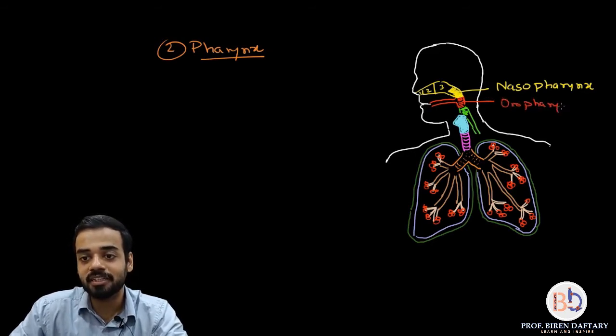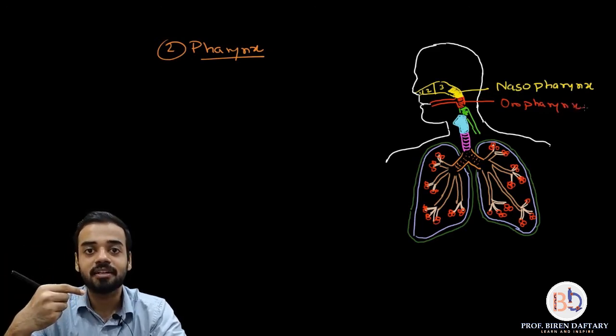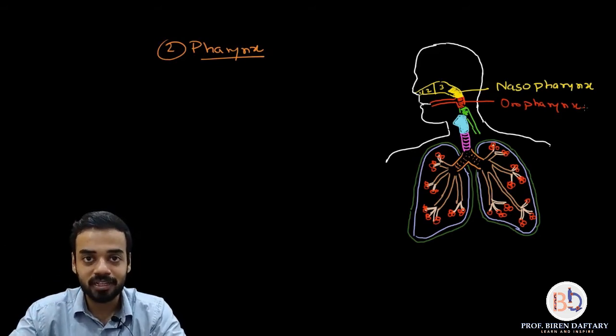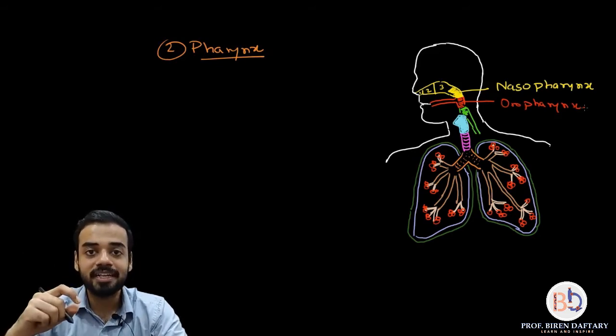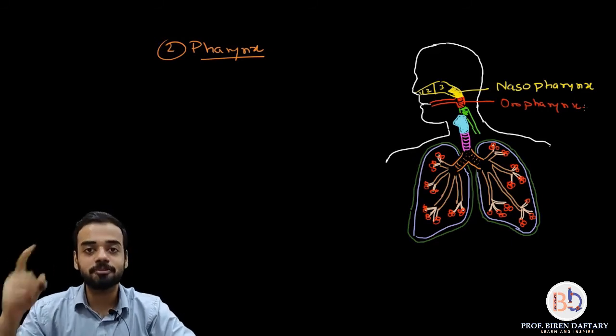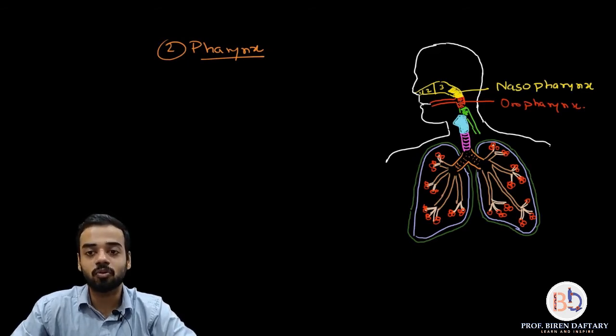So this is very easy to remember. Naso is nose, oro is oral cavity. So the nasal cavity or nasal chamber continues into the nasopharynx. The oral cavity continues into the oropharynx. So if a question is asked which is the first part of the pharynx, then the answer is nasopharynx. After that is the oropharynx.